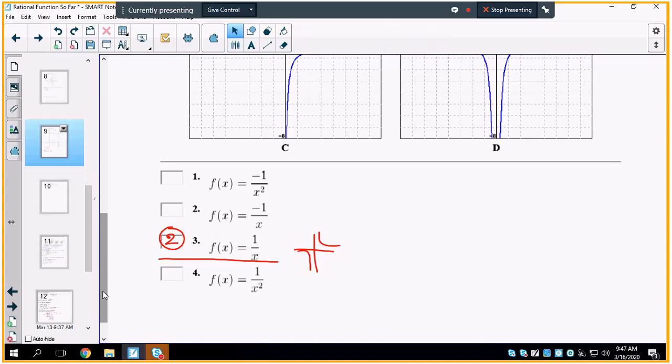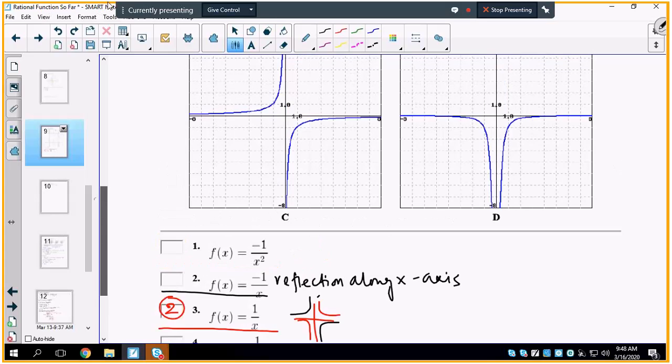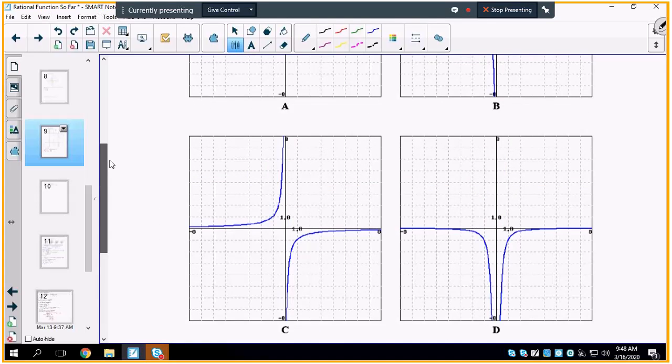Then you see negative 1 over x. Number 2, you have negative 1 over x. So if this is 1 over x, what will be negative 1 over x? You are flipping them around the x-axis. It's a reflection along the x-axis. How do I understand that? Well, this branch is going to be under here because you were taking a reflection. This branch will go over the x-axis, so I will get a branch over here. Which one is this graph? Well, as you can see, it is the third one.